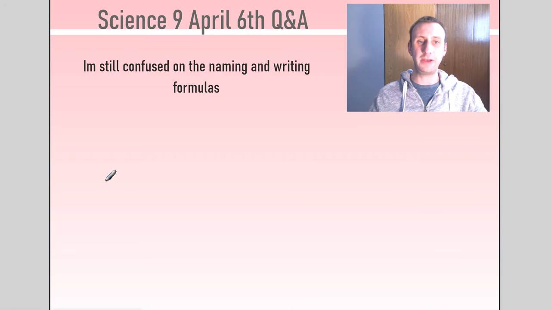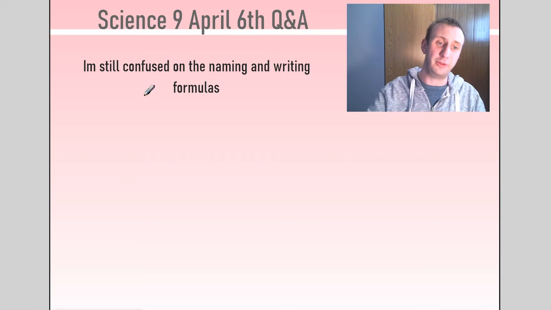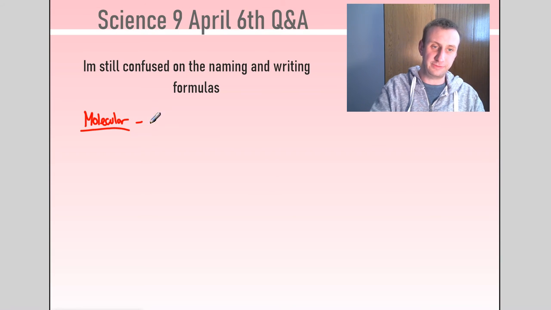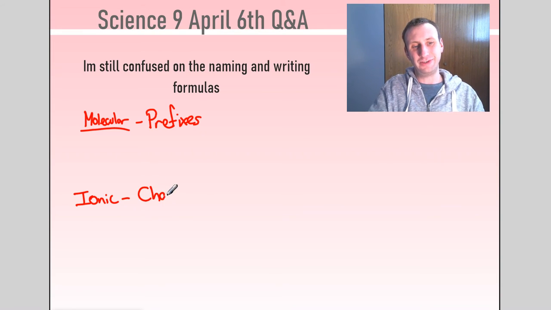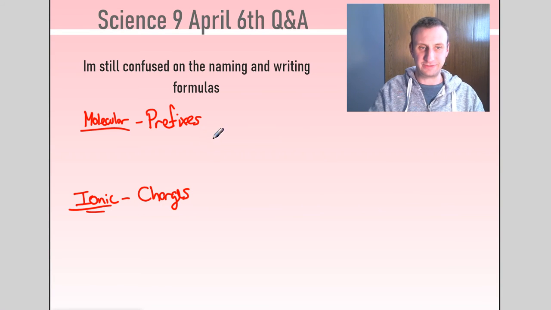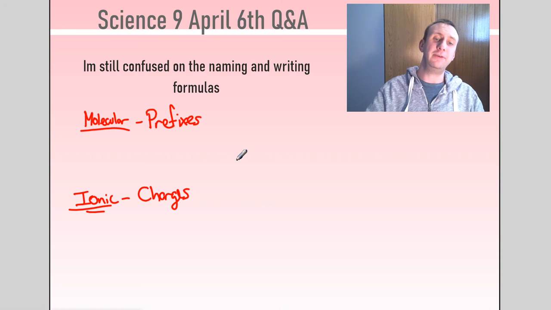I'm still confused on the naming and writing of formulas. Well, at this point, the main thing that we focused on is molecular. Molecular compounds are all about prefixes, okay? So prefixes are the thing that we focus on for molecular. Well, for ionic, it's all about charges, making charges equal out, not prefixes. So what do I mean by prefixes? That's the mono, di, tri, tetra, penta, hexa, hepta, octa, nona, deca.